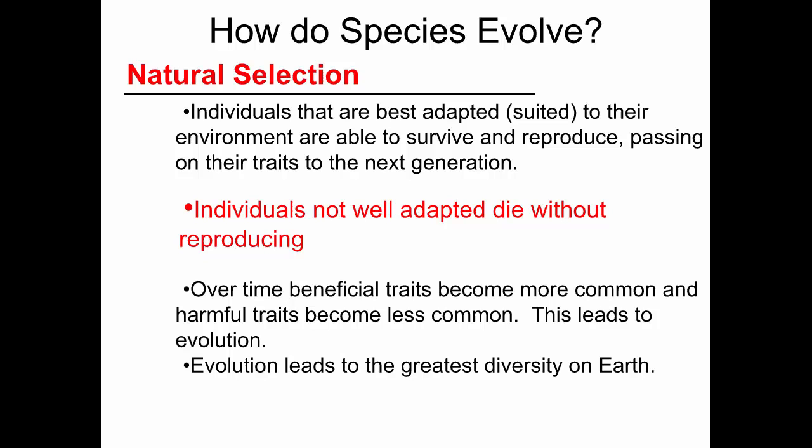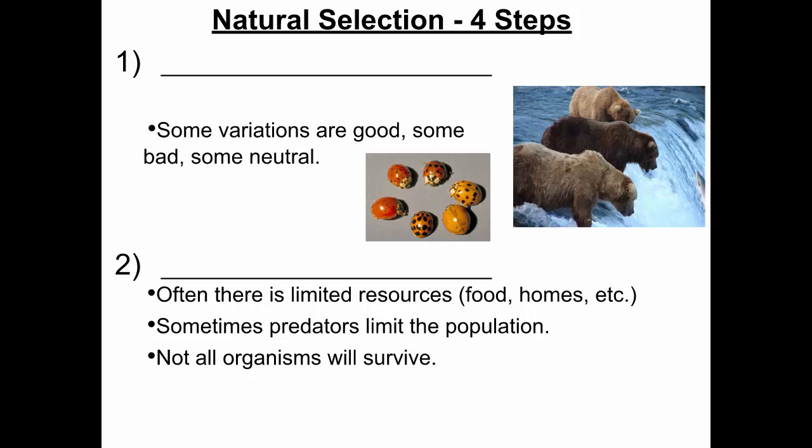And so over long periods of time, any characteristic that's beneficial, that's helpful to the species, becomes more and more common. Any trait that is harmful or a disadvantage becomes less common over time, and that leads to evolution. And evolution is why we have such a great variety of life on Earth.